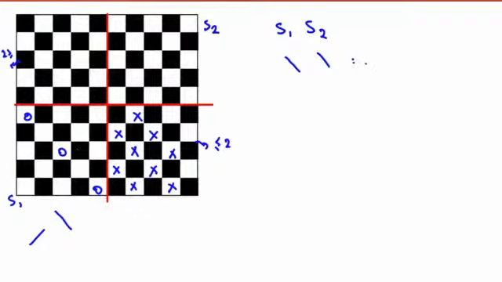So the answer is at most what? 2 times, because for black and white. 3 plus 3 plus 1 plus 1. It will be 2 times 8, 16 in this case.